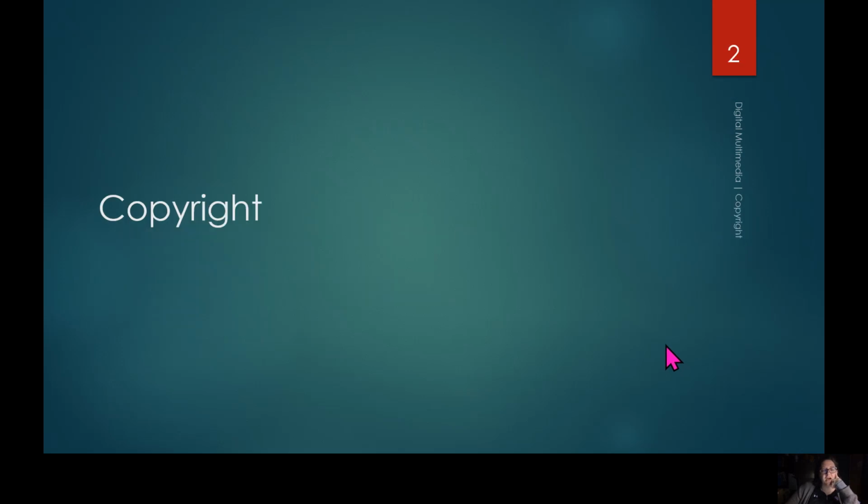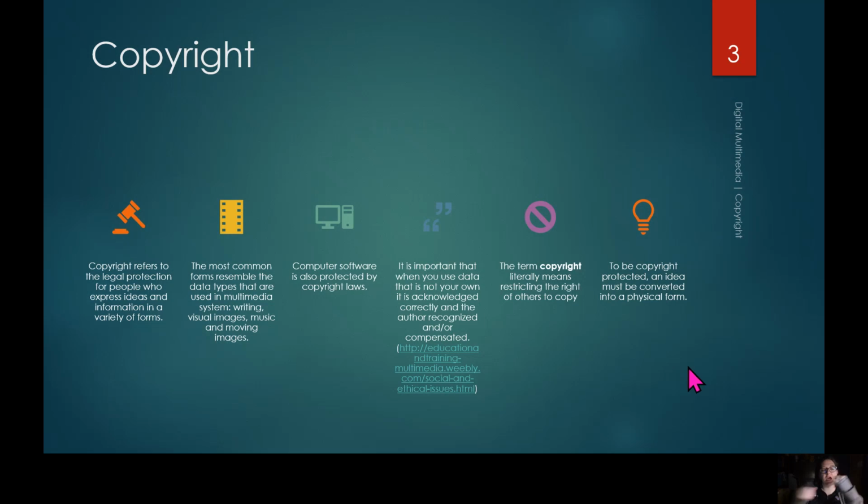Okay, first let's discuss copyright. So copyright refers to the legal protection for people who express ideas or information in a variety of forms. The term copyright literally means the right to copy works by other people. And to be copyrighted, an idea must be converted into a physical form.